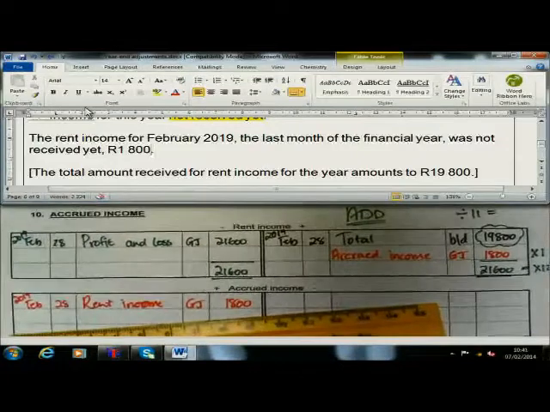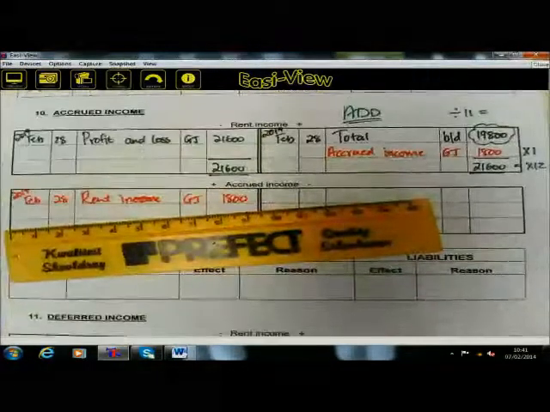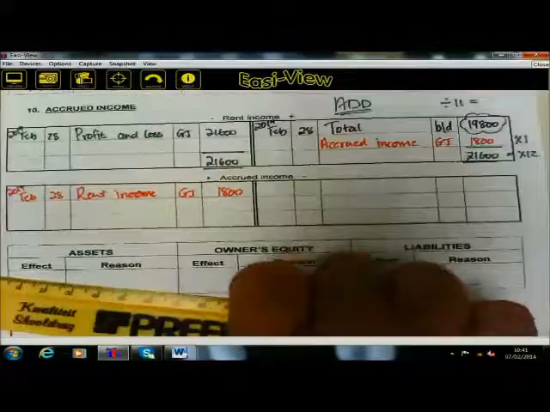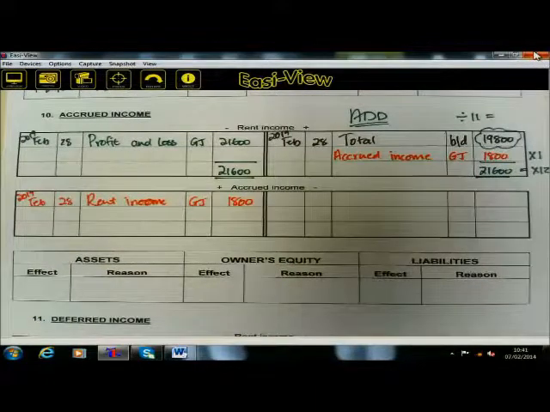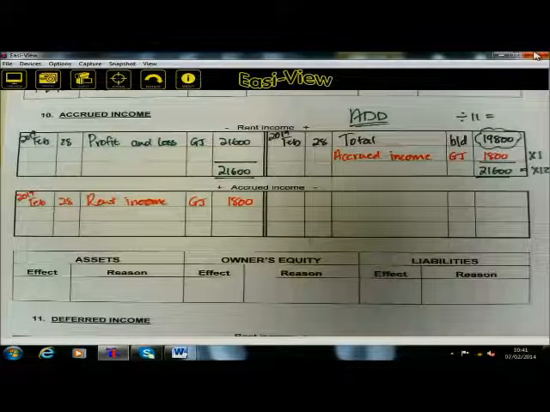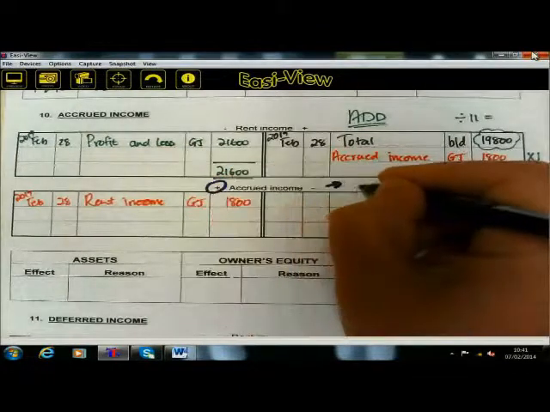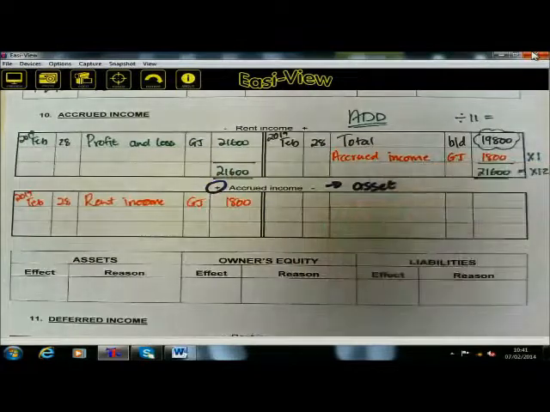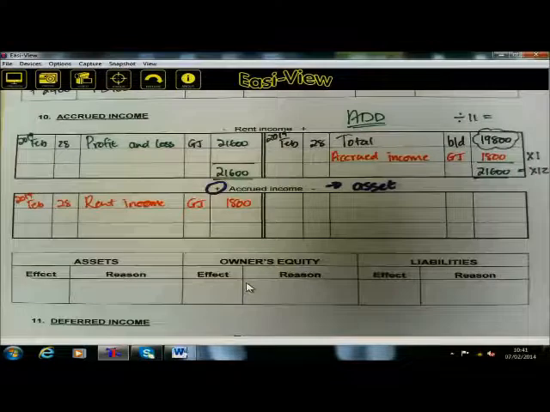Okay, remember, what did we do? If they gave you the 1,800 Rand, that's okay. If they don't give it to you, you take the total amount of 19,800 and divide it by 11 so that you can see what the amount per month was. That gives you 1,800. Are you going to add or subtract? Of course we are going to add, because we didn't receive it yet, and it was part of this year according to the matching principle, and this is an asset for the business. Remember, why is it an asset? Because there is money owed by somebody to the business, and if somebody owes you money, it's like a debtor, it is an asset.